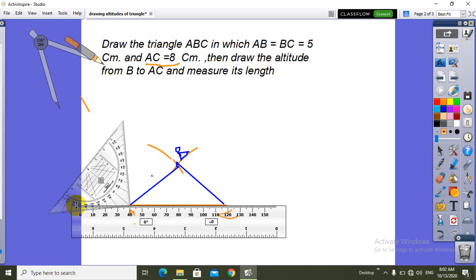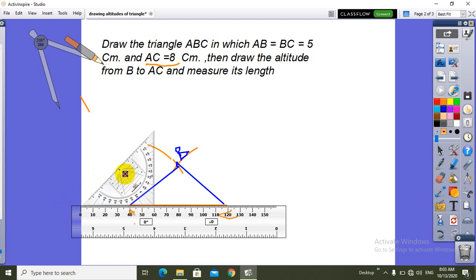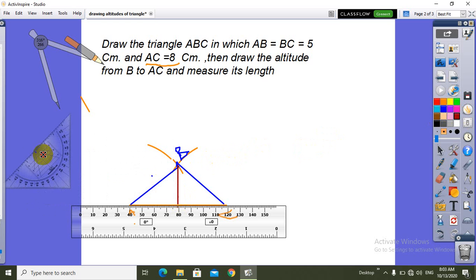Then move it to P over the ruler. Then move the set square triangle to reach B. When it reaches B, I will join this line. And this is perpendicular on AC. From B, perpendicular on AC.